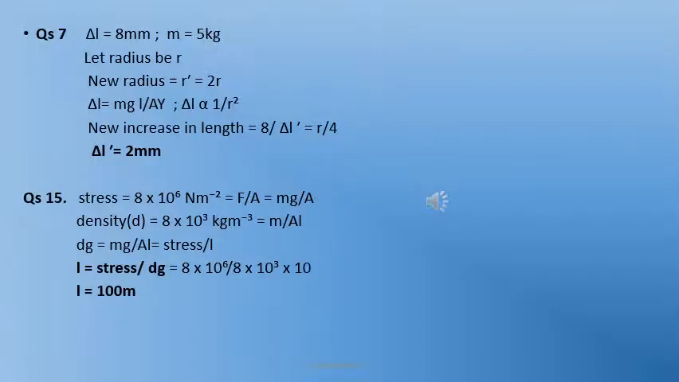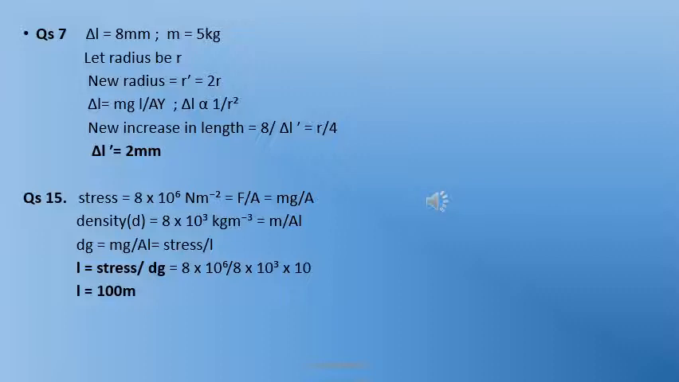Next numerical that we are considering is question number 7. In this, the length of the wire increases by 8 millimeters when a weight of 5 kg is suspended from it. Now, if the other things remain same and the radius of the wire is doubled, then what will be the increase in the length?